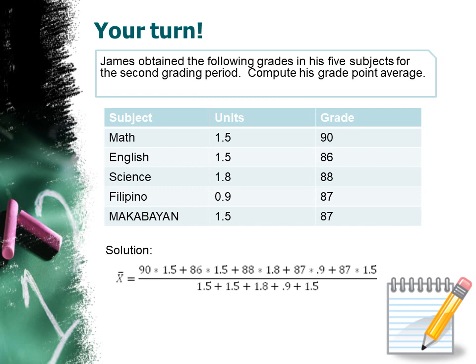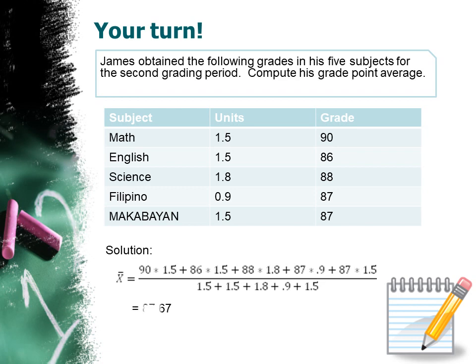So for the first part, I multiplied 90 by 1.5 plus 86 times 1.5 plus 88 times 1.8 plus 87 times 1.09 plus 87 times 1.5. So that represents summation of X, W. The product of X and W, then its overall sum. That's for the numerator. For the denominator, the summation of W, so we are dealing with the weights. So 1.5 plus 1.5 plus 1.8 plus 0.9 plus 1.5.